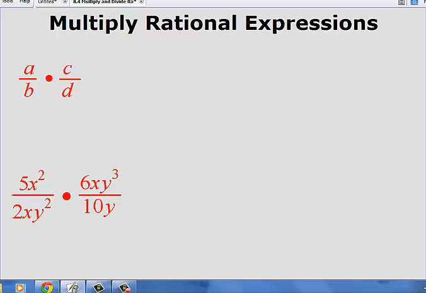Multiplying rational expressions. Now, dividing rational expressions is very simple if you know how to do this part. So this is kind of like the big section, okay? If you can do this, you should be able to do the other two versions really easy, okay? Because in order to multiply properly, you have to be able to simplify, and division is just like multiplication.